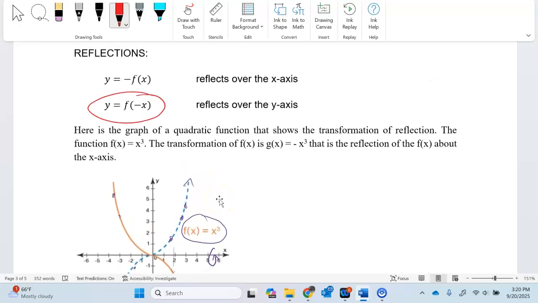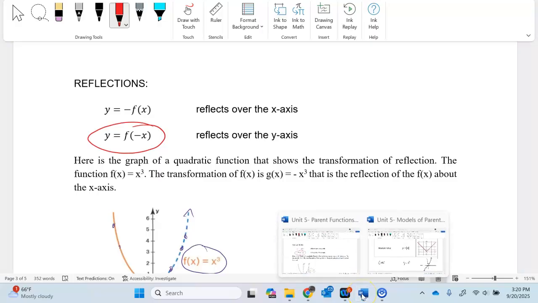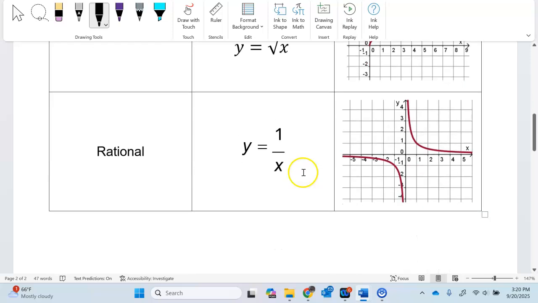We also have this guy, a reflection around the y-axis. So that is, let me give you an example of that. If I had, let's say we had the function. Well, let's look at my parent functions. And let's see what would happen with one of these guys. Oh, how about 1 over x. Let's reflect that. Let's do that one.